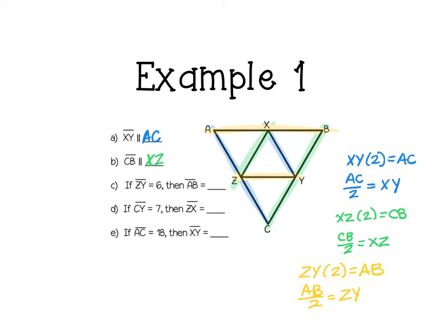What I want you to do is look at C, D, and E and try to answer those on your own, and then we'll go over them. Looking at C, we're looking at ZY and AB. ZY is 6, and it's asking me for AB, which is that long side. If ZY is the midsegment, it's got to be half of the side it's parallel to, which is AB. So 2 times ZY will give me AB. So AB has to be 12.